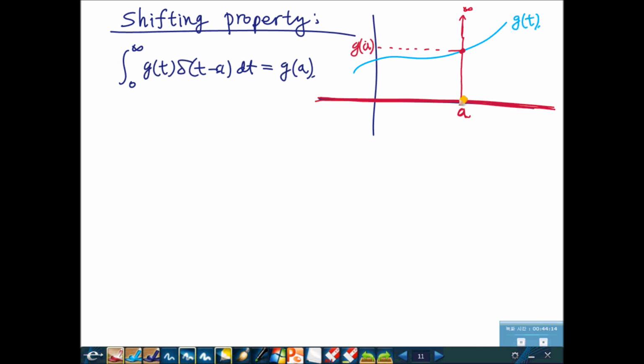It's like, let's say at b we have another delta function, right? And we have another function like h. This is what? h of b.